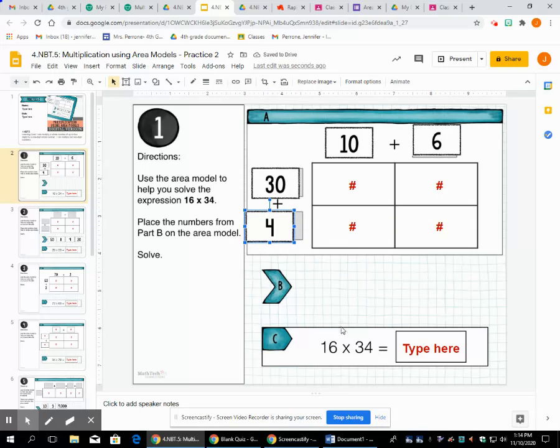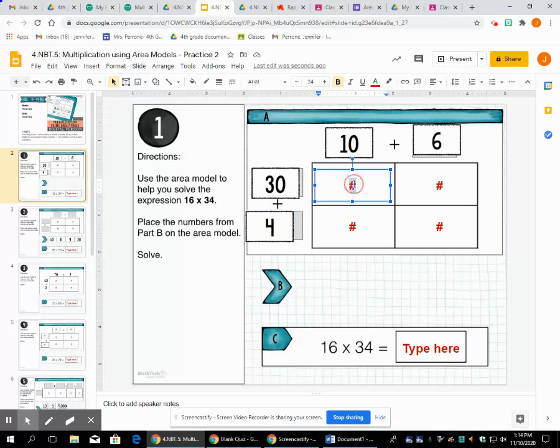Now you are going to multiply the front, the top, and the side. Where they meet is where you're going to put the answer. So there's a few different things that I do. I'm going to show you one. I'm going to take my 10. I'm going to multiply my 10 by both numbers on the side. So 10 times 30, they meet in the middle.